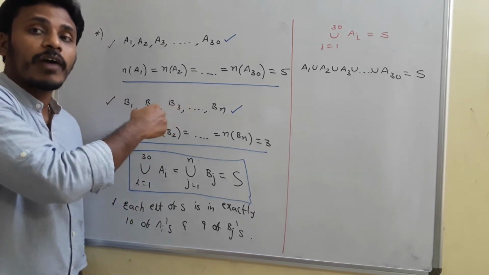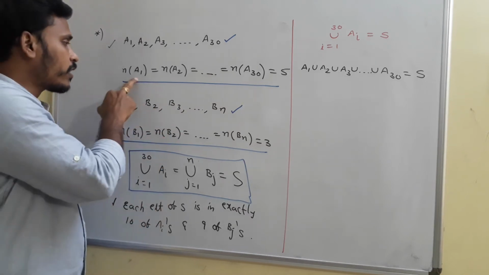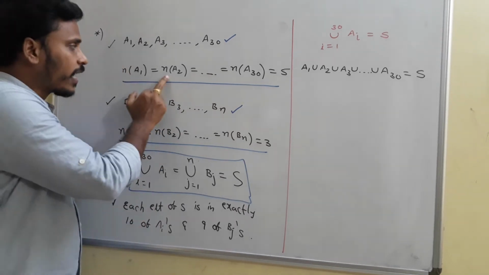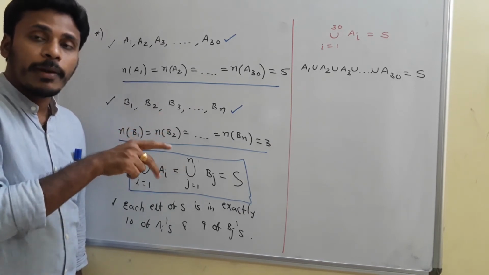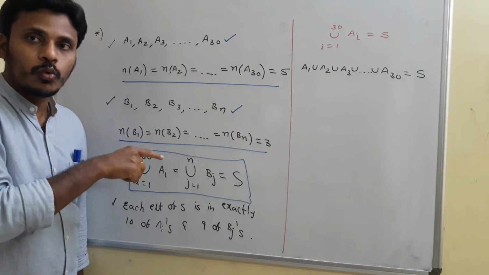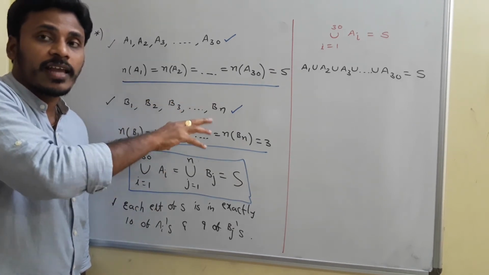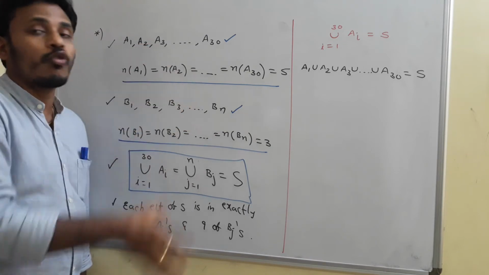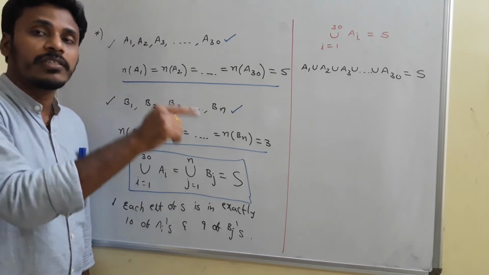If all these 5 elements are different from set to set. In the sense, in the first set there are 5 elements, in the second set there are 5 elements. If there is no common element between A1 and A2, then in that case S contains 30 into 5. Each set has 5 and there are 30. 30 into 5, 150 elements in S.